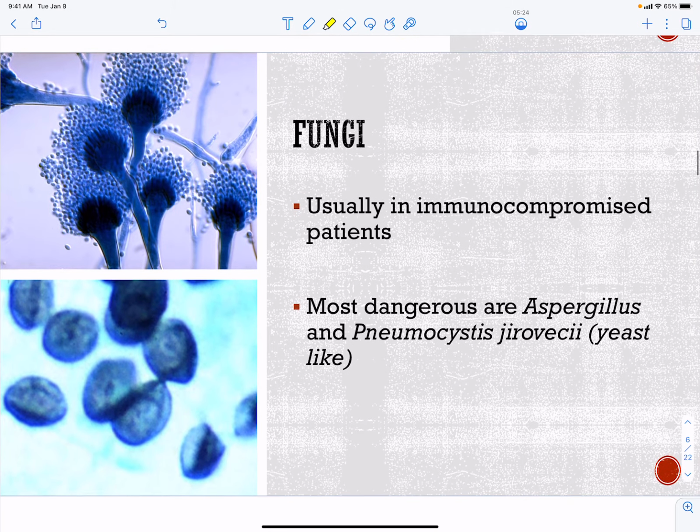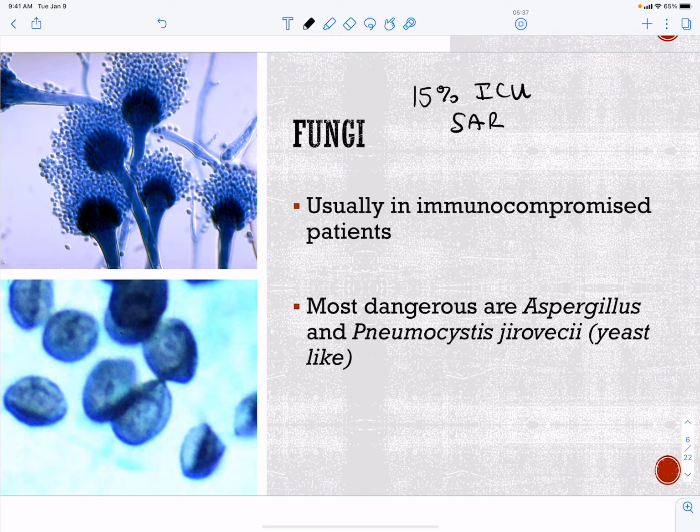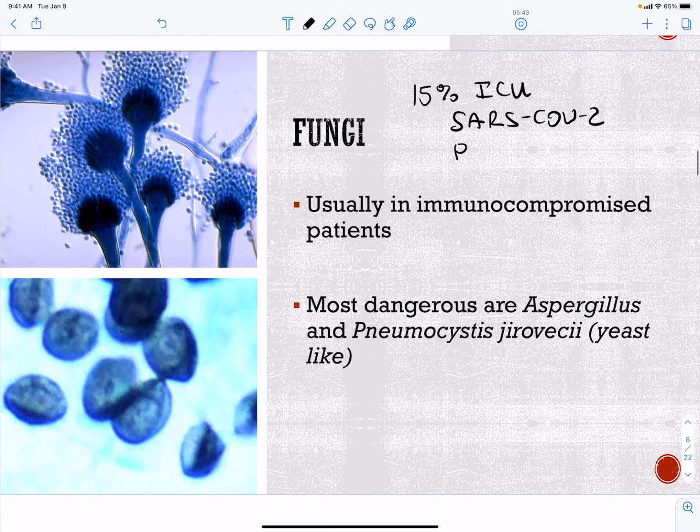Now, fungi are usually not thought of, but fungi are very important, especially in a nosocomial environment. The CDC has published that 15% of ICU SARS-CoV-2 patients have aspergillosis. And so this is a hospital-acquired respiratory infection.